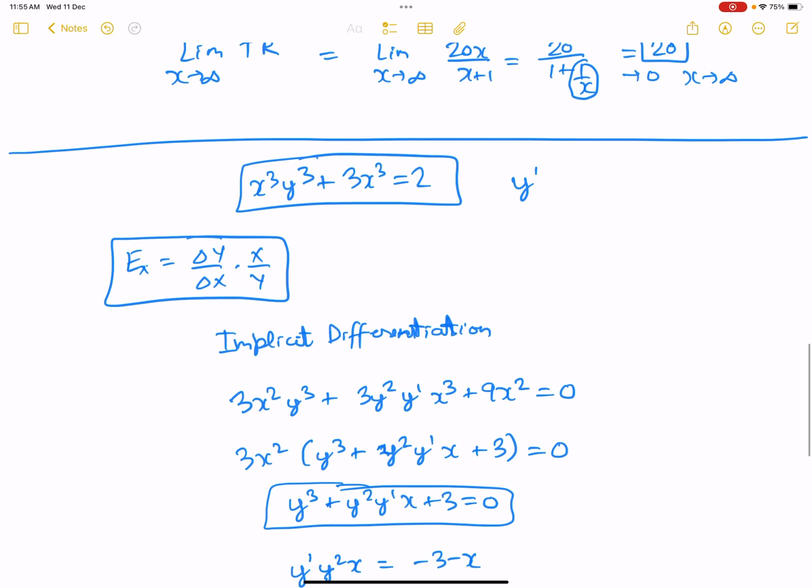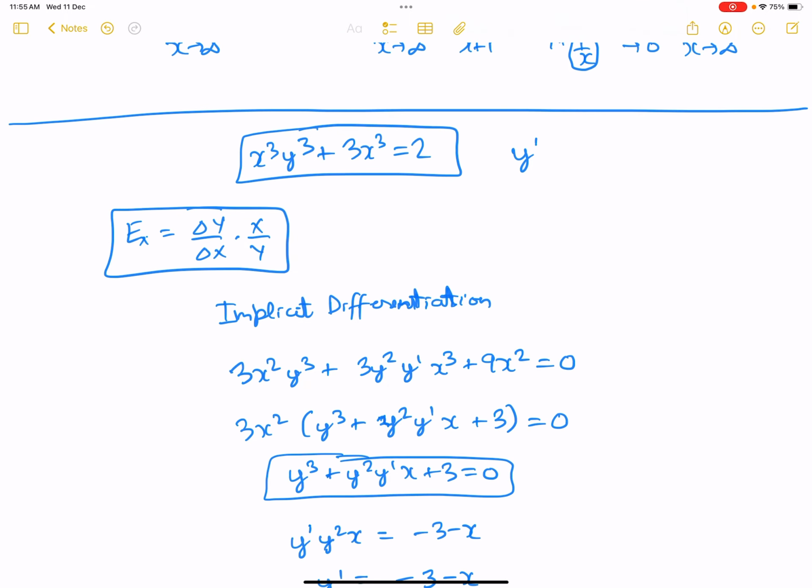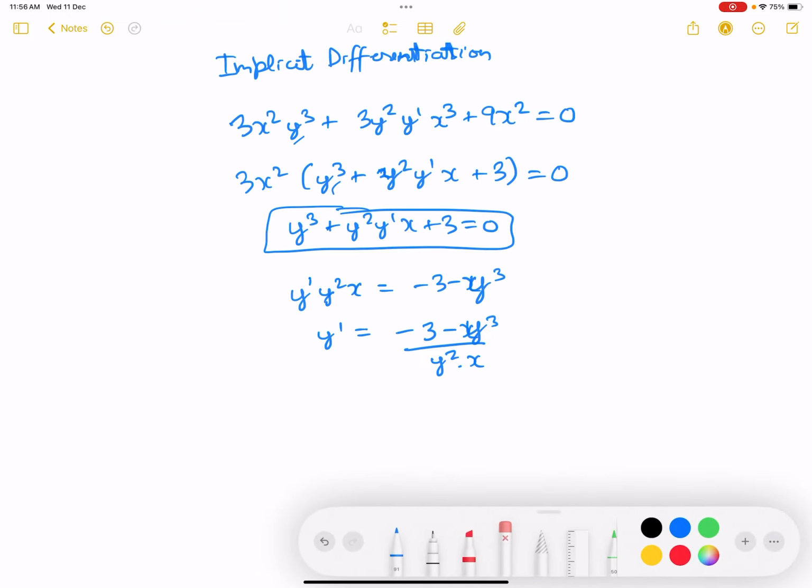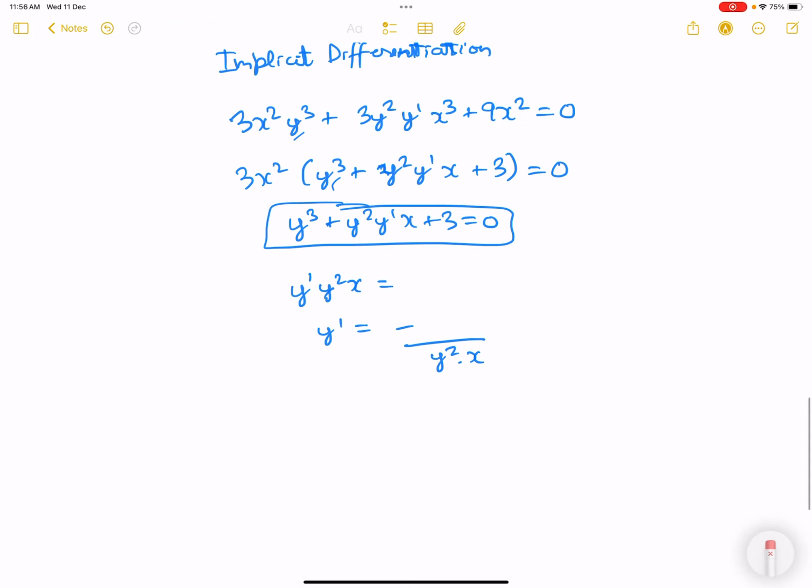Now, this is 3x square. I'm just verifying it again. 3x square y cube plus 3y square y dash, then x cube, taking 3x square common, this is y cube. Okay, 3x square common, y square y dash x plus this. Now this should be minus 3 minus y cube. Okay, I'll just make the changes. We have y dash equals minus 3 minus y cube.